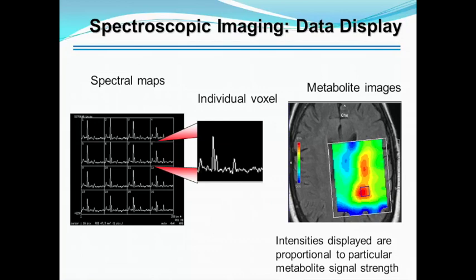And then we can either look at the spectral maps, or we can look at individual voxels, or what some radiologists like, these metabolite images. The intensity displayed is proportional to particular metabolite signal strength. In this case, this patient had a tumor, and we would look at choline, and you see the hot spots here in red. This is where the tumor is most aggressive.